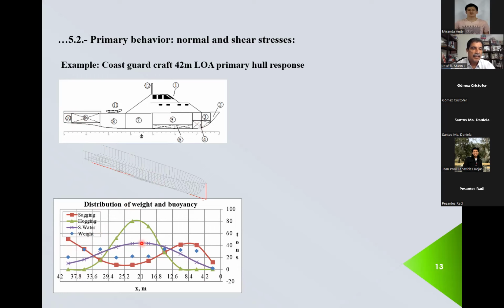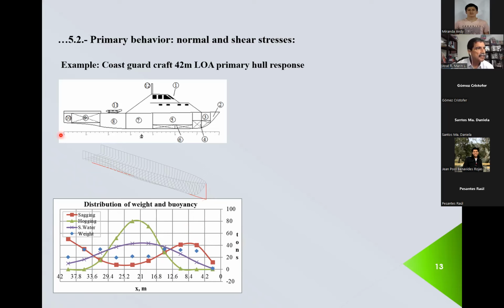So you see that in the case of hogging, there's going to be some positive bending moment. In the case of sagging, you're going to have a negative bending moment. In what case do you have the deck in compression, people, before we go to the break? In what case are you going to have the deck in compression?